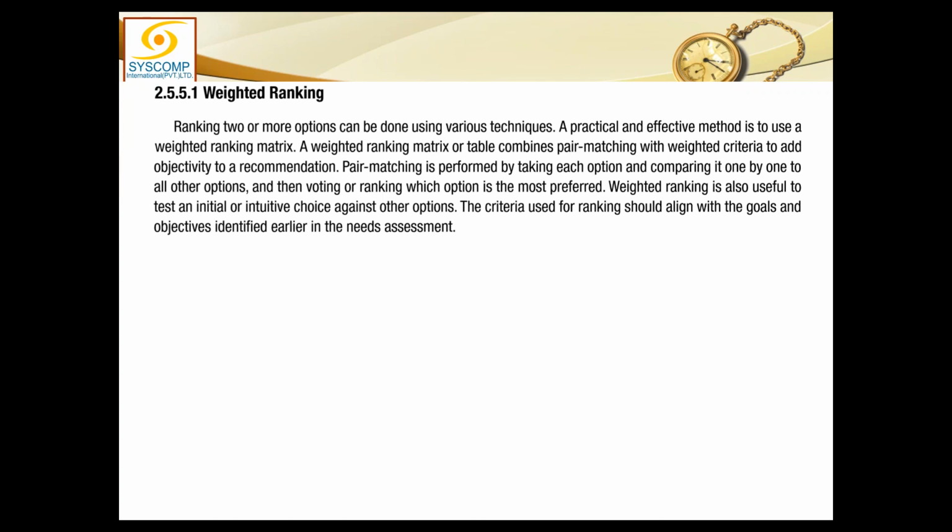Right. Now, once we have more than one options which are viable, then you have to pick the best. And one of the methods is weighted ranking. In weighted ranking, one way of doing it is by pair matching. How do you pair match three viable options?